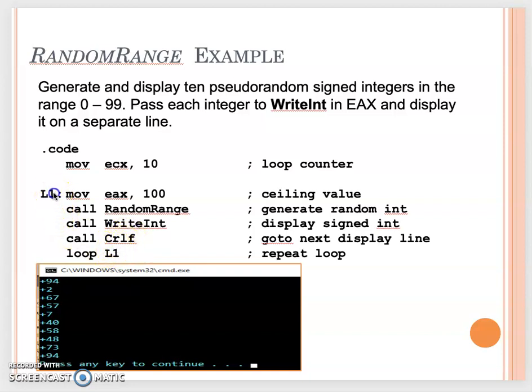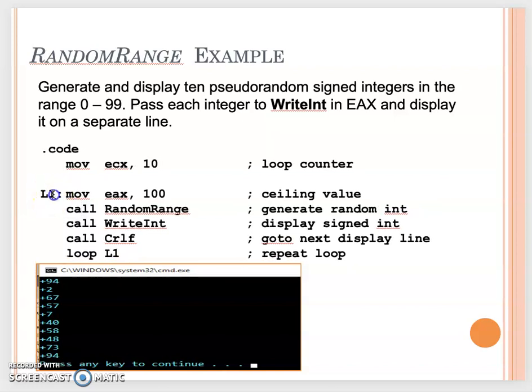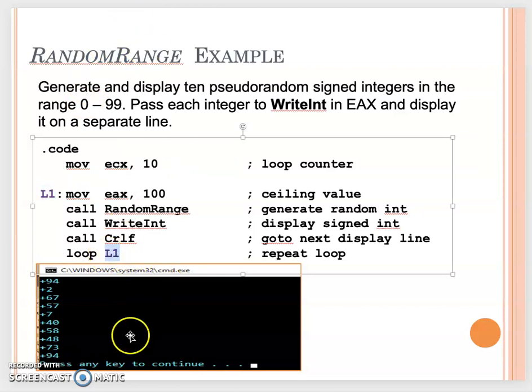Then don't forget you are doing it 10 times, so you have a loop. After we finish the display, we just go back to the loop. So then we will do it 10 times. You will see here, it displays the random number from 0 to 99, 10 times.